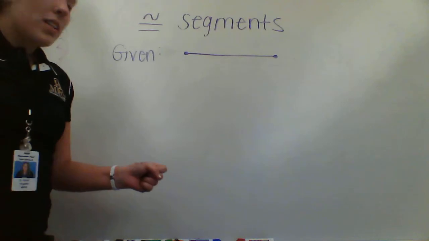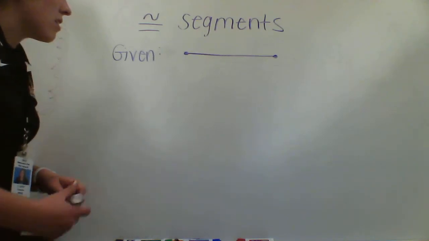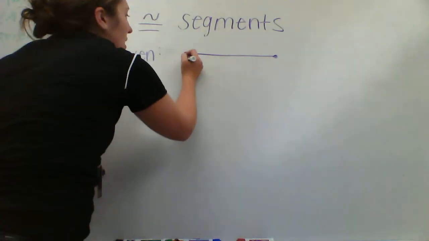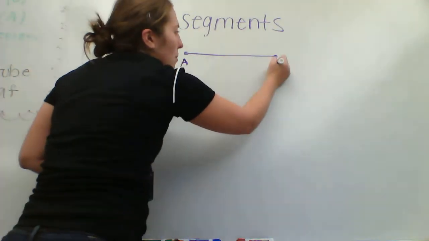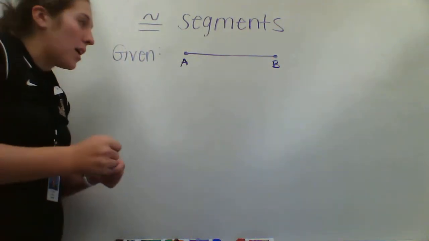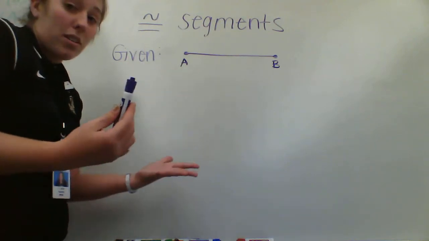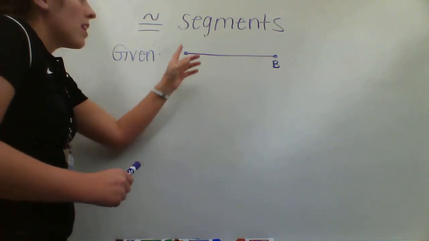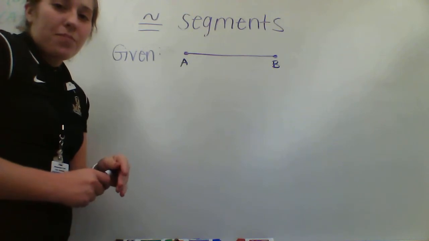So we're always given a line, or a line segment for that matter, and a line segment has 2 endpoints. I'm going to label mine A and B. They might already be labeled for you, but if they're not labeled, give them 2 letter names. So I'm going to label mine A and B. Line segments do not go on forever.